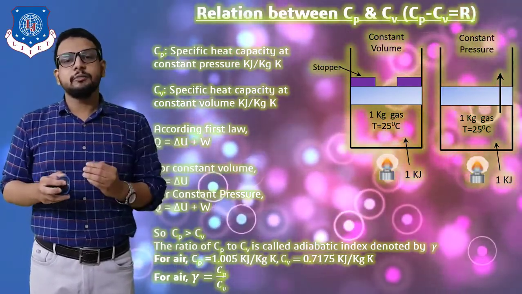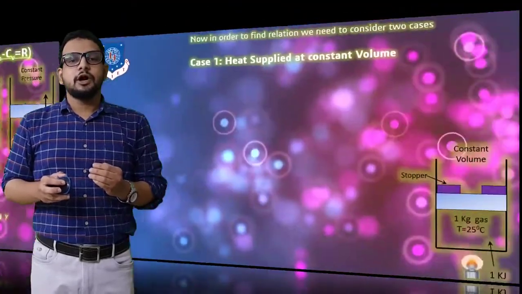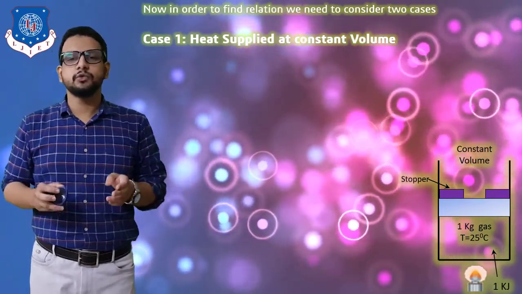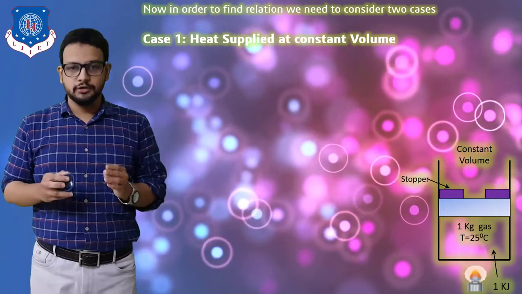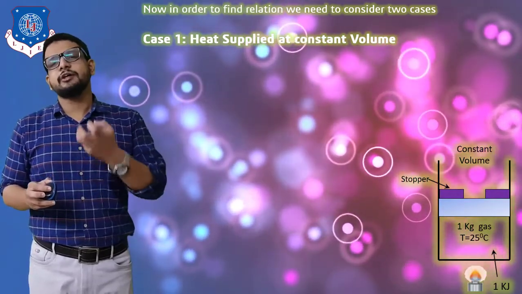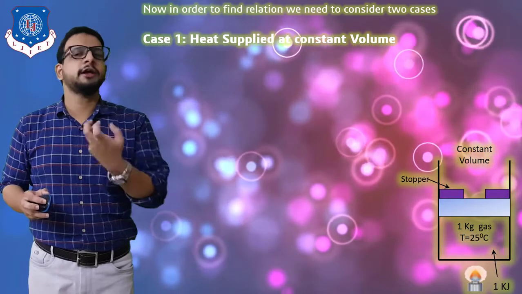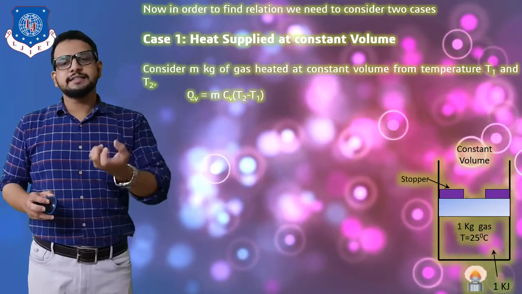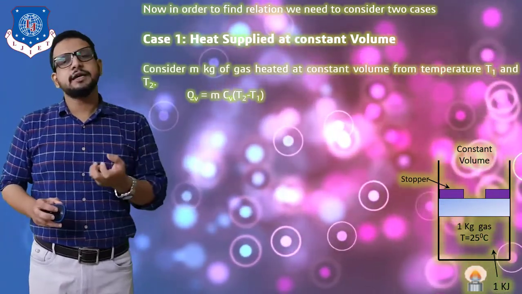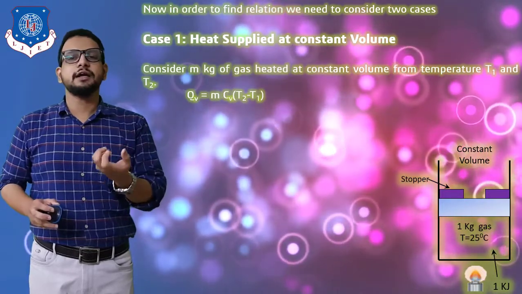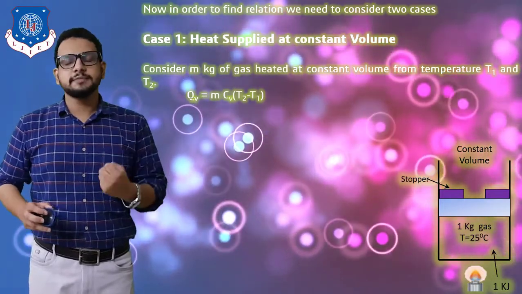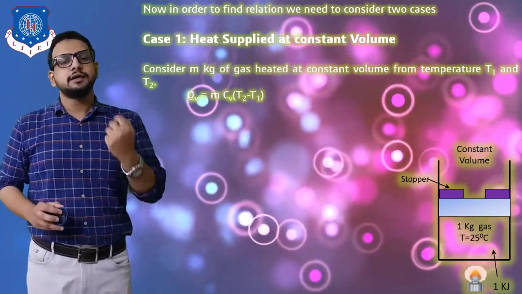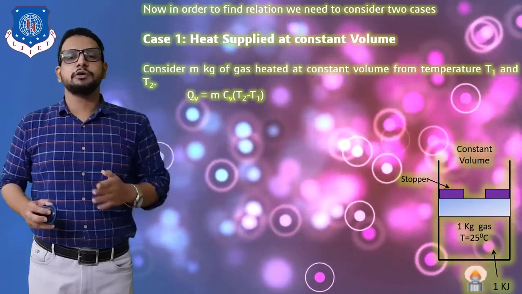Now let's start to determine a relationship between Cp and Cv. We need to consider two cases. In case 1, we are going to supply heat energy to a gas keeping volume constant. So what is the formula of heat transfer at constant volume? We know the formula of heat energy: Q is equal to mc delta T. Let's consider a gas has a mass of 1 kg and it is heated from its initial temperature T1 to its final temperature T2. So heat transfer according to mc delta T will be Qv is equal to m Cv (T2 minus T1). So this is the heat supplied at constant volume.